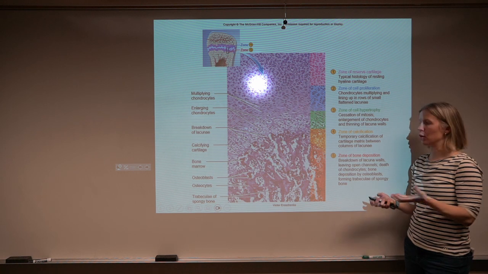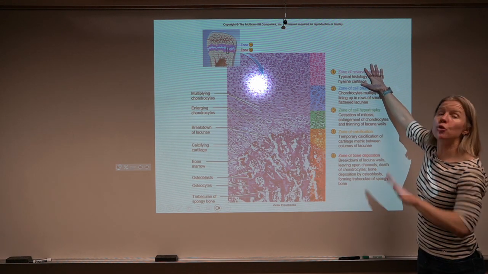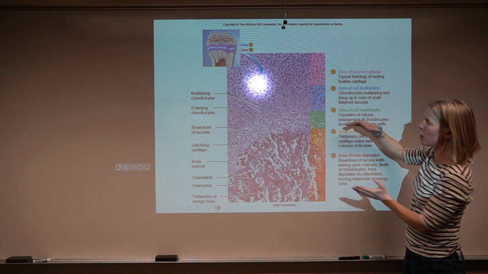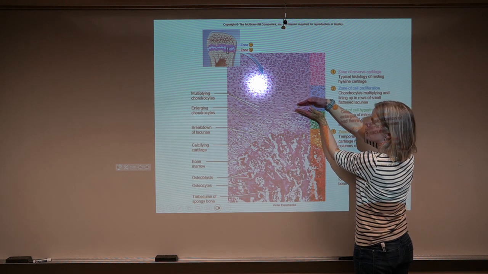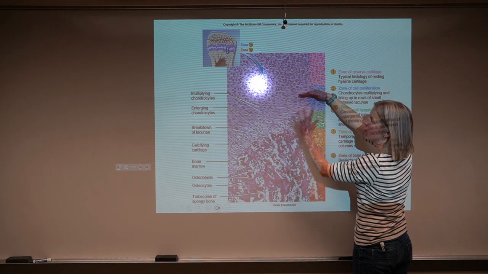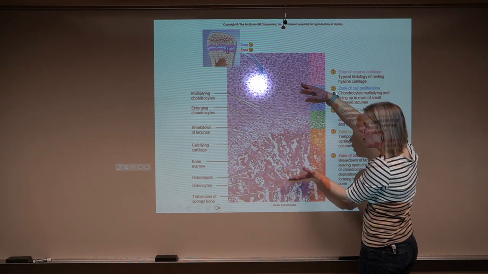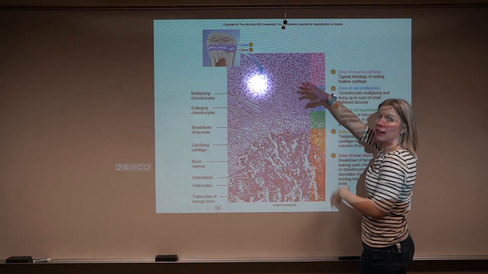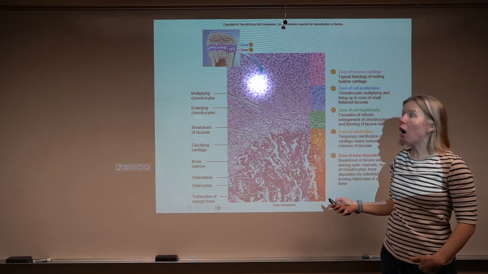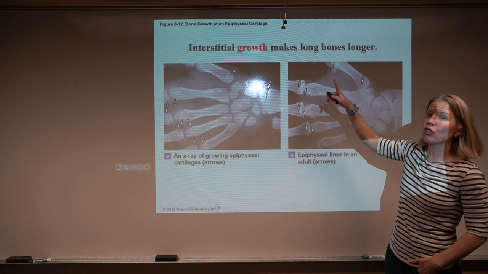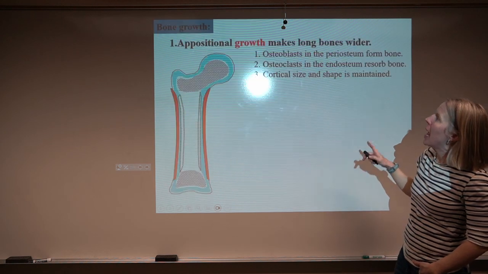With osteoblasts in the location, this is bone. So without getting too crazy, you do not need to memorize what these different zones are, but I want you to realize that cartilage is still dividing, and so as we're adding cartilage, the bone is getting longer, and those cells that aren't getting pushed towards the end are slowly getting ossified, right? The cartilage is being replaced by bone. That is what we mean when we talk about interstitial growth, right? That's making long bones longer.